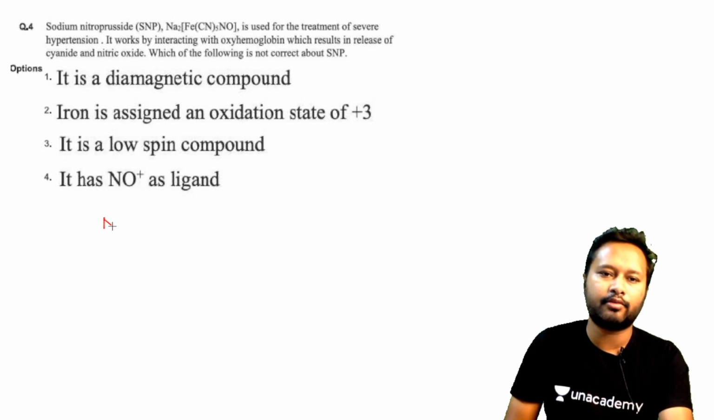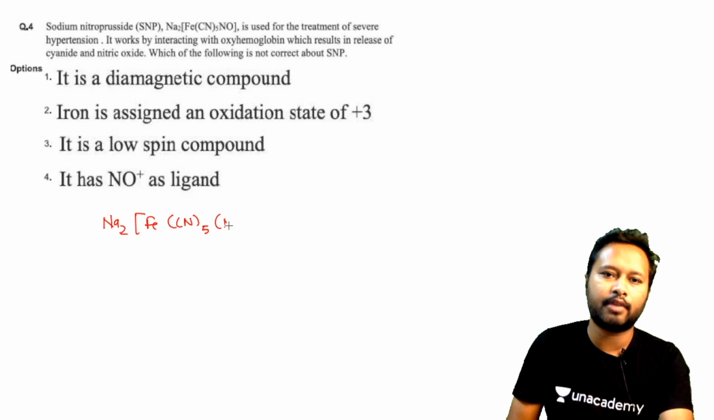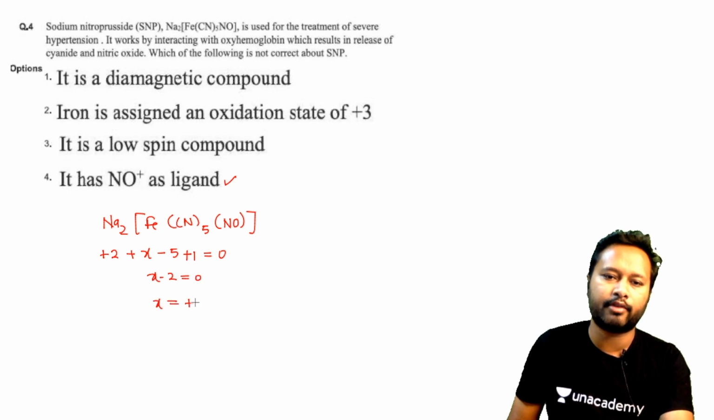So let's write it down. So we have Na2 and Fe, then we have CN whole 5, then we have NO, right? And you know NO has a positive 1 charge. So this statement is actually correct. Okay, so we don't have to do anything for that. So let's find out the oxidation state. The overall oxidation state here will be +2, and then plus the iron, I'm putting it as X, then -5, then +1, it should give you 0. If you calculate it, X minus 2 will be 0, and the oxidation state which you are going to get will be +2. So the oxidation state for iron comes out to be +2.